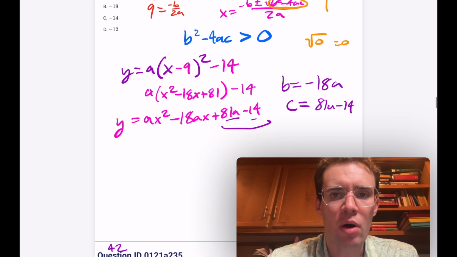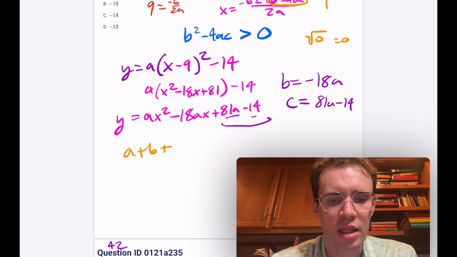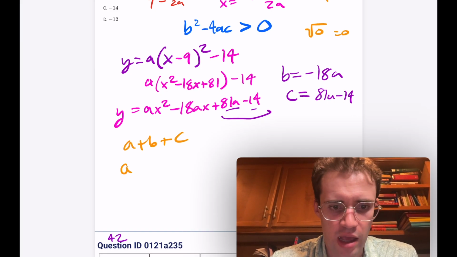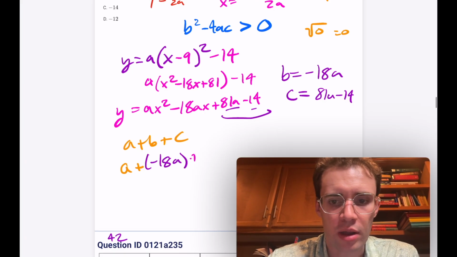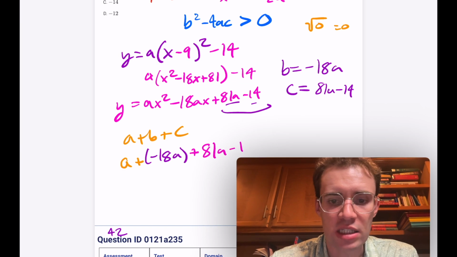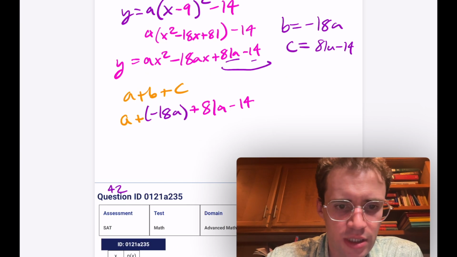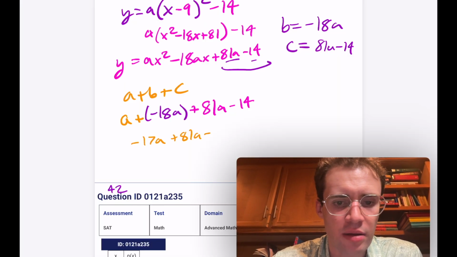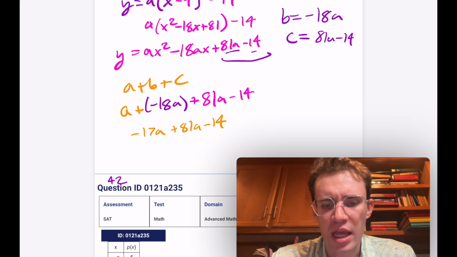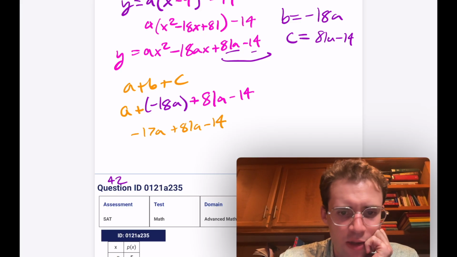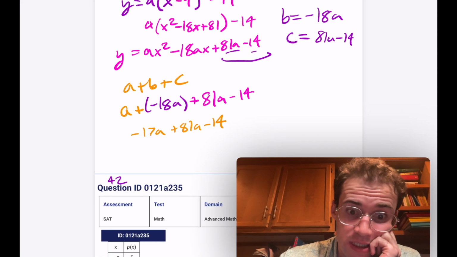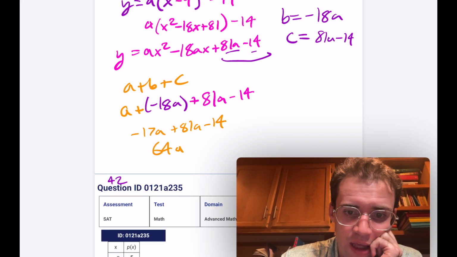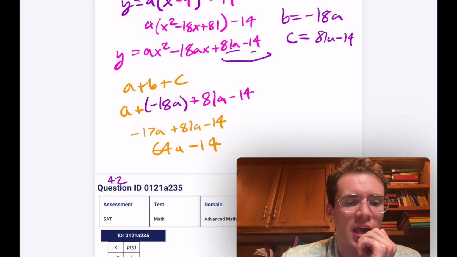So if we add them all up, a plus b plus c, I'm just putting them all in terms of a's: a plus negative 18a plus 81a minus 14. And if you combine those, we have a minus 18a, which would be negative 17a, plus 81a minus 14. Negative 17a plus 81a is like 81 minus 17 total a's. So minus 10 would be 71, minus 7 would be 64. So you get 64a minus 14 is going to be a plus b plus c.